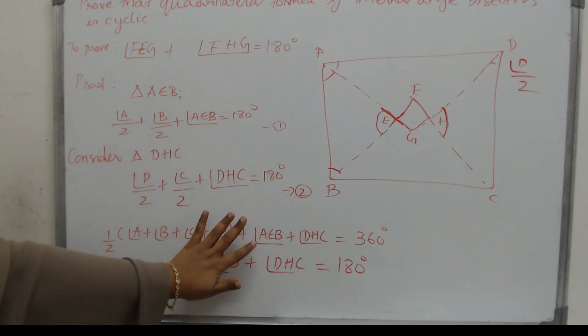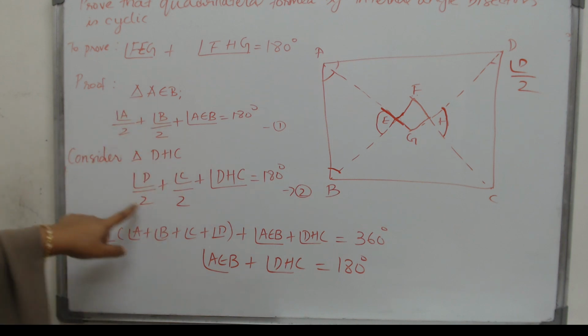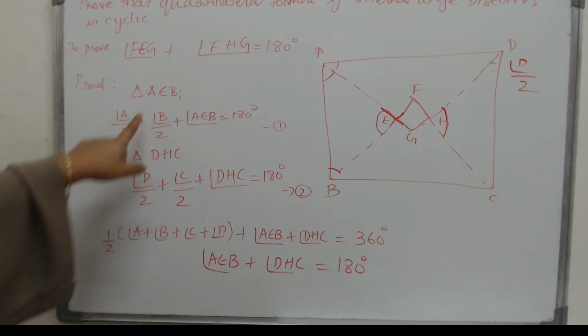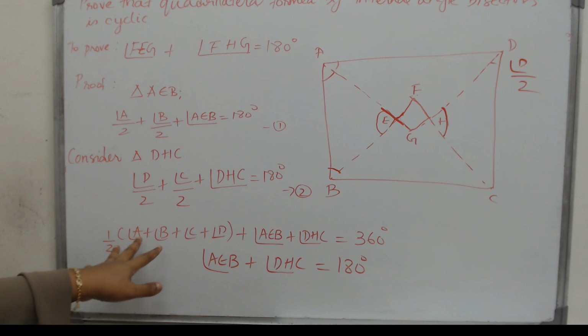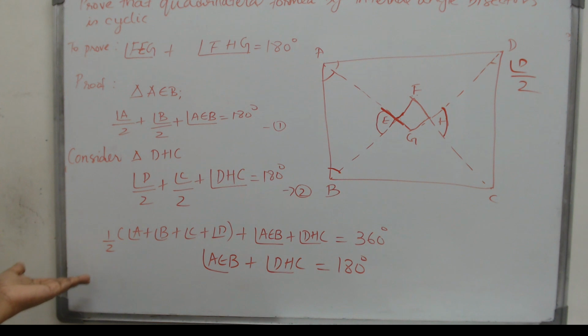Write these two angles as they are and look at the other four. Angle A, angle B, angle C, angle D, all of them added should give you what? It should give you 360. But then it is the half of all of that. Take half out. This whole thing will be 360 by 2. The half of 360 is what? 180. So both of them added is 180.